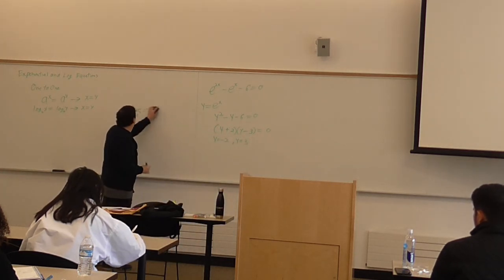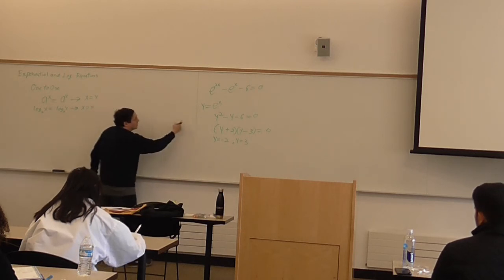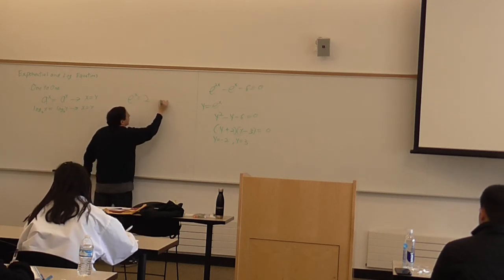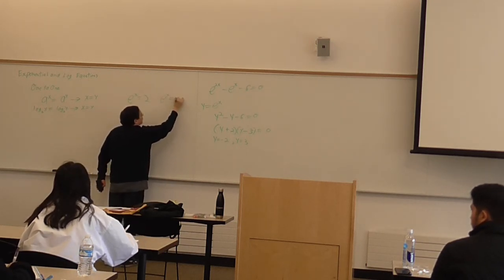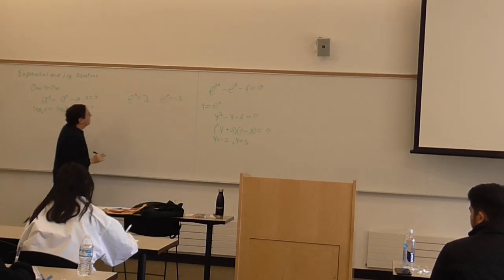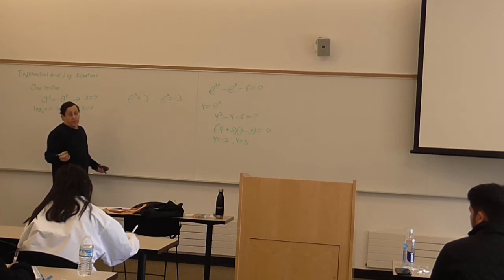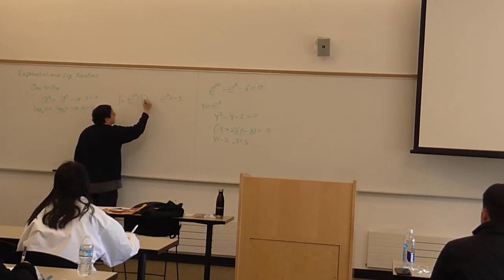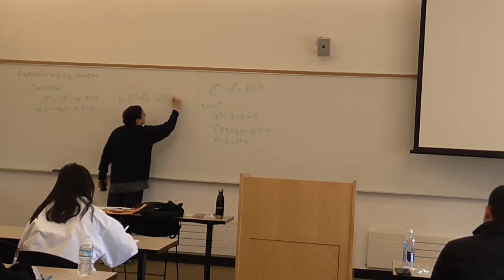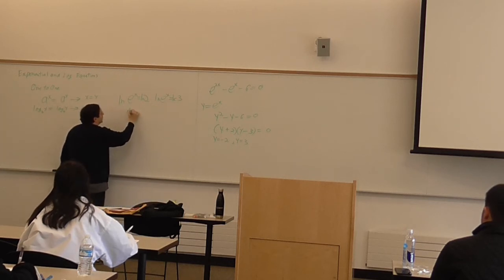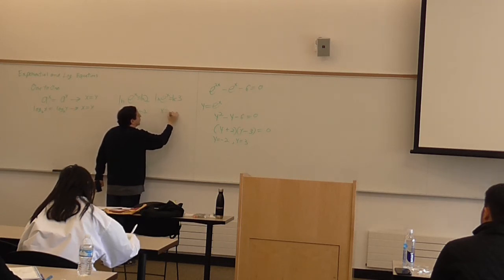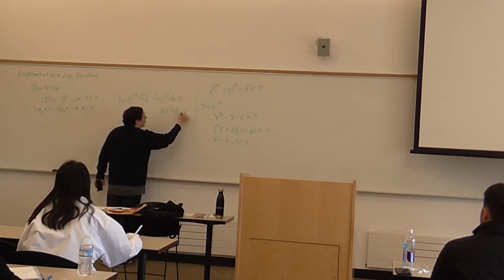Okay? Well, let me write that out. So e to the x equals 2, or e to the x equals minus 3. Saving time here, we find the natural log of both sides. Right? So this just becomes x equals the natural log of 2, and this becomes x equals the natural log of minus 3.